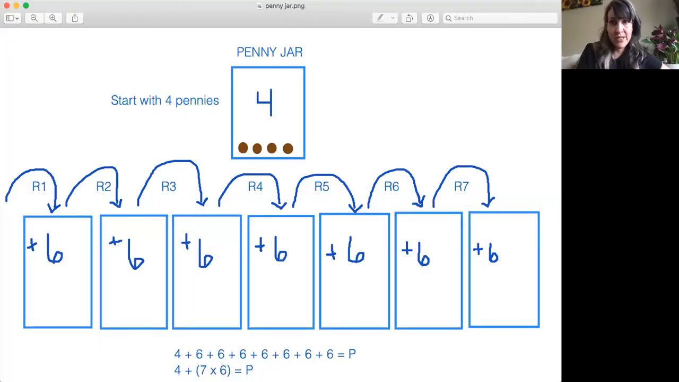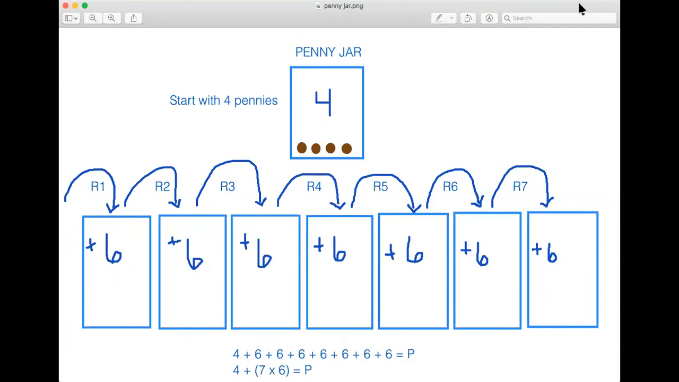Let's see if we can use a representation to help us. Here, take a look at my representation that I drew. And you can see that here's my penny jar. And I started with the 4 pennies. And after round 1, I added 6 pennies. After round 2, 3, 4, 5, 6, 7 rounds.